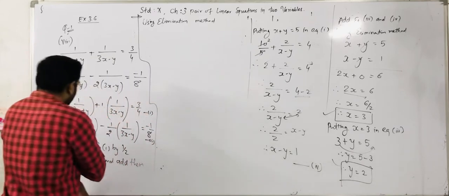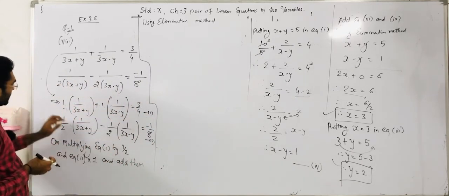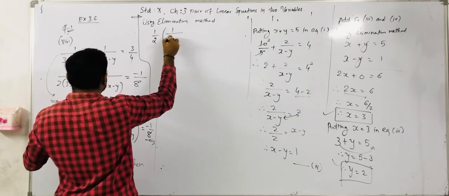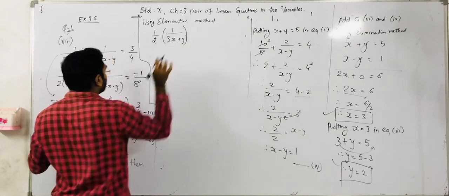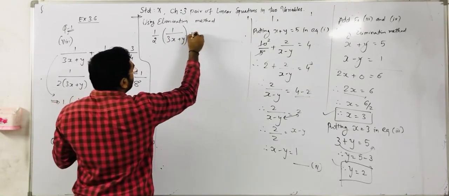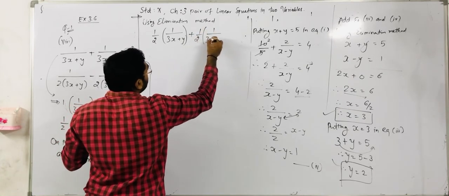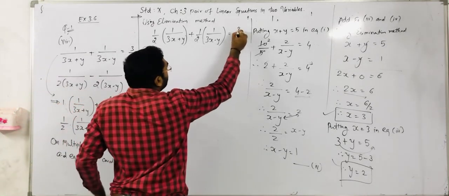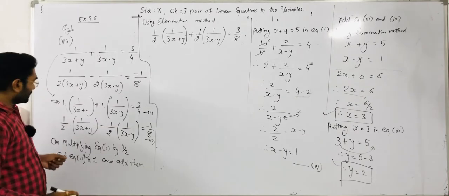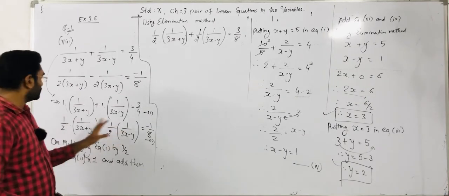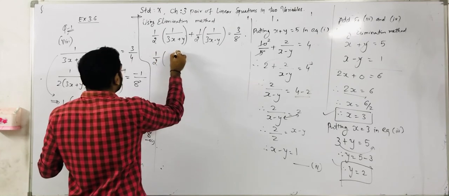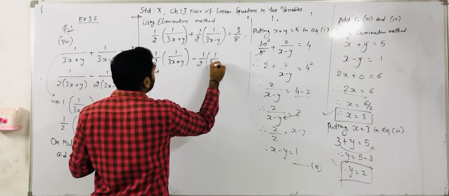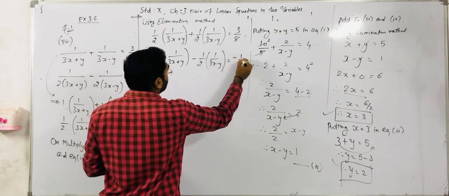Elimination method. Equation 1: if you multiply by 1/2, we get 1/2 times 1/(3x+y), then 1 times 1/2 gives 1/2 times 1/(3x-y), and 3/4 times 1/2 gives 3/8. Equation 2 we multiply by 1, so no need to change any coefficient: 1/(3x+y) minus 1/(3x-y) is equal to minus 1/8.